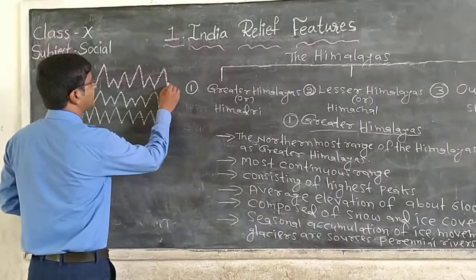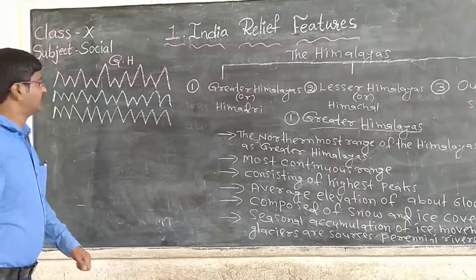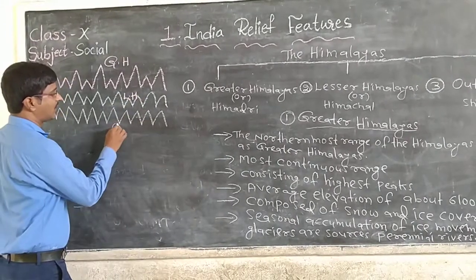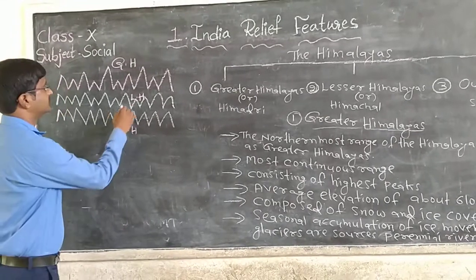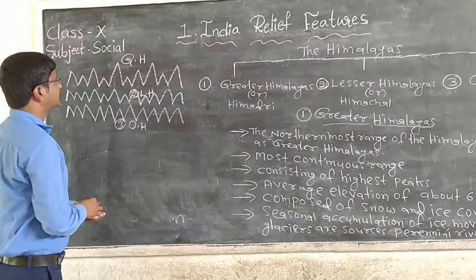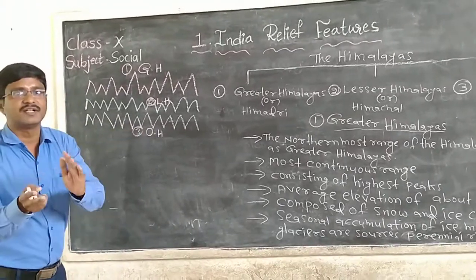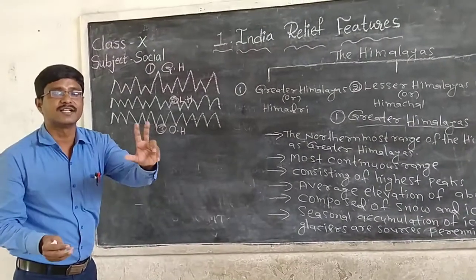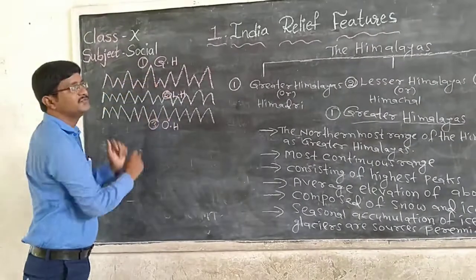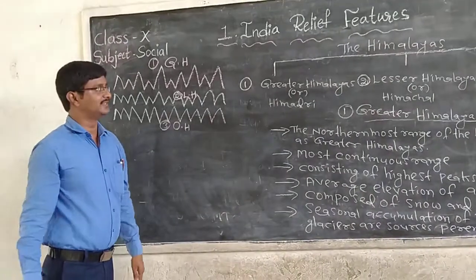This is the first range. What is this range? This is Greater Himalayas. Second one, this is Lesser Himalayas. Third one, Outer Himalayas. Just now I told you, all these three ranges are separated. How are they separated? They are separated with deep valleys and extensive plateaus.